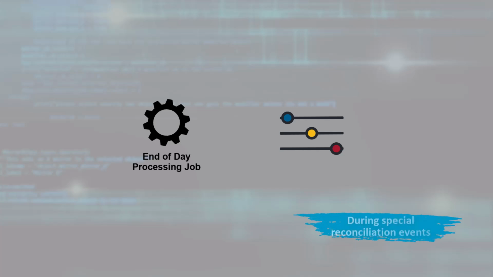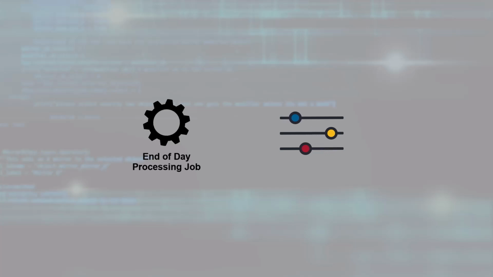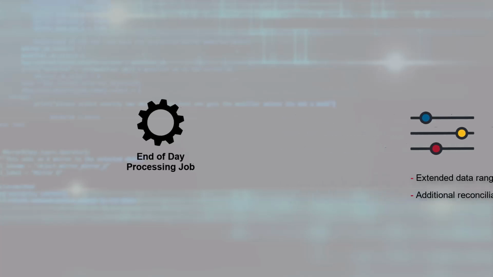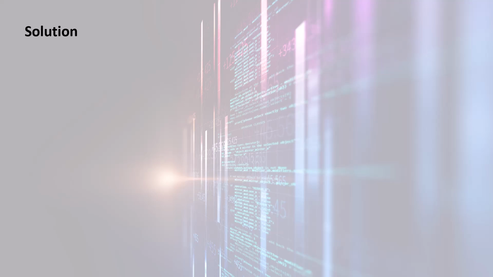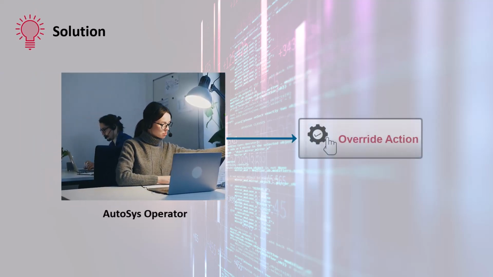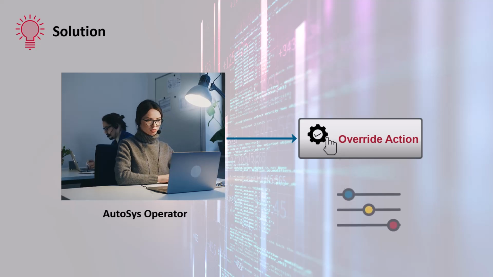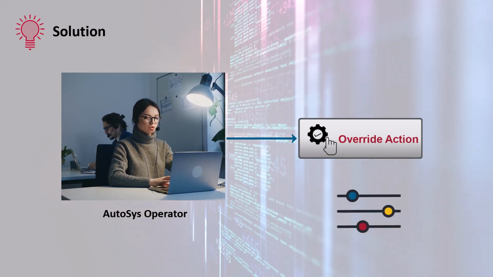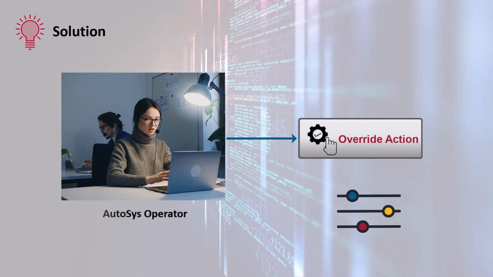However, during end-of-month, EOM, or special reconciliation events, additional data needs to be processed. For these occasions, the job must be run with different parameters, such as extended data ranges or additional reconciliation checks. To tackle this challenge, the IT operations team decided to override the end-of-day processing job with different parameters for one run without permanently altering the original job definition.